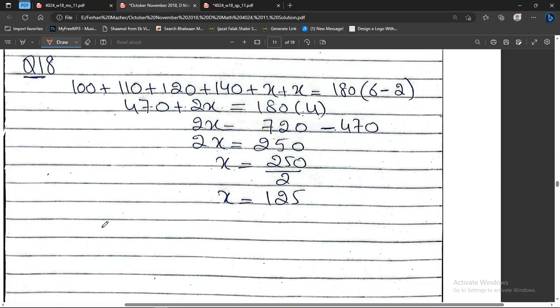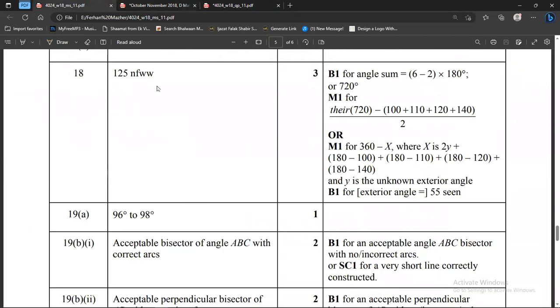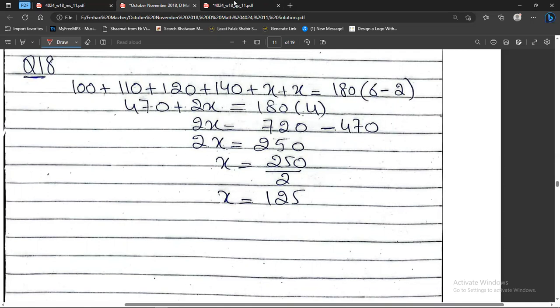So you will have 470 plus 2x equal to 180 into 4. 2x will be equal to 720 minus 470. 2x will be equal to 250, and x will be 250 divided by 2, which is 125. So the value of that unknown angle is 125. The marking scheme is showing up. Our answer is right. This is the solution.